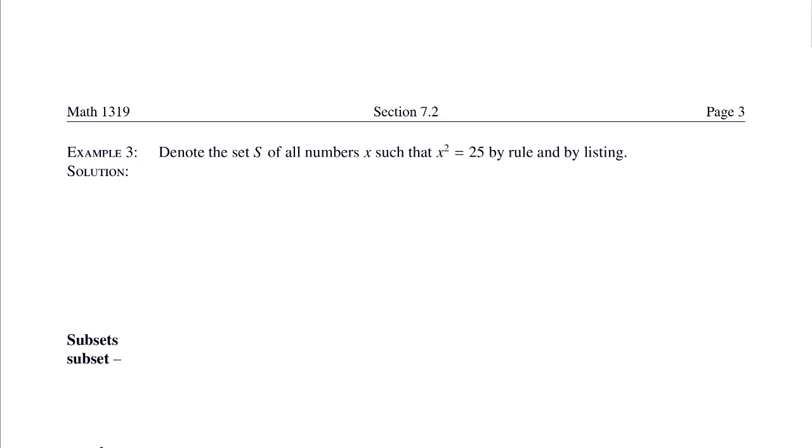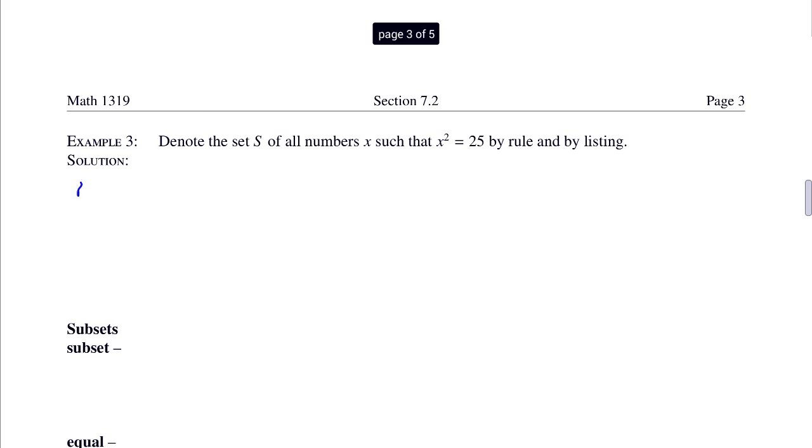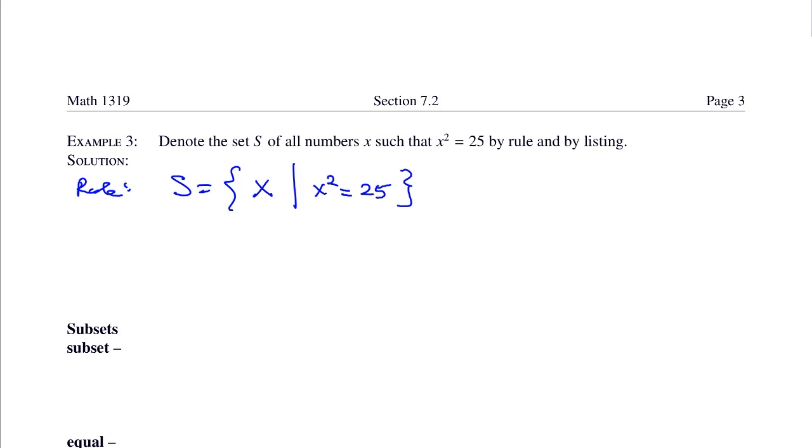All right, denote the set X of all numbers X such that X squared is equal to 25 by rule and by listing. If we do this by rule, then S is equal to the set of X. Now, this changes the convention because it's algebra. This is the way they write algebra sometimes. You use the variable that was given in the problem. It's X such that. Now, what is the condition for you to be in the solution set? When you get squared, you are equal to 25. So X squared equals 25.